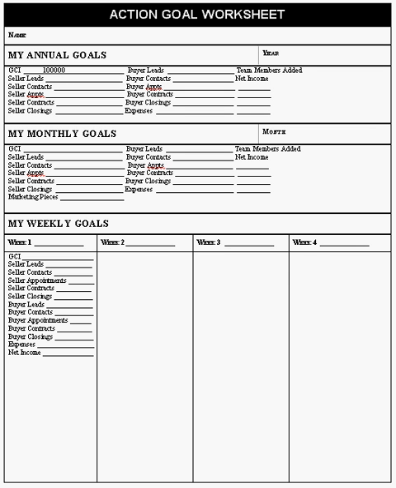Let's go on to number 2, the action goal worksheet, carrying over from the basic goal setting worksheet. This is where we hold ourselves accountable. If we're not holding ourselves accountable, we need to have someone do that for us.